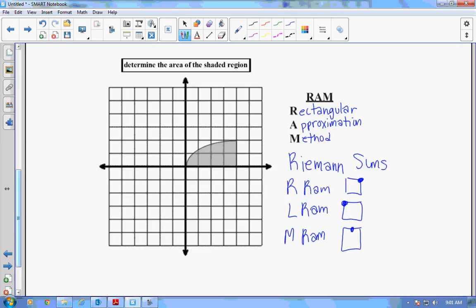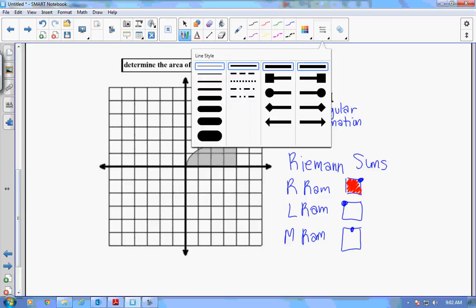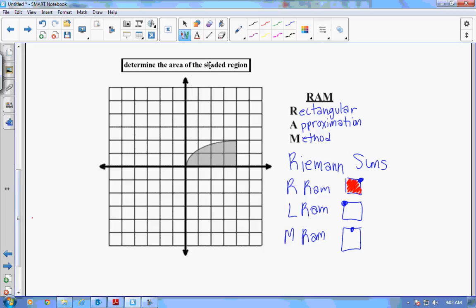Actually, let's break these out. Grab about 3 colors. Probably want about 3 colors because we're going to be doing overlapping things here. Okay, to demonstrate the right one, I'm going to do mine in red for the right.